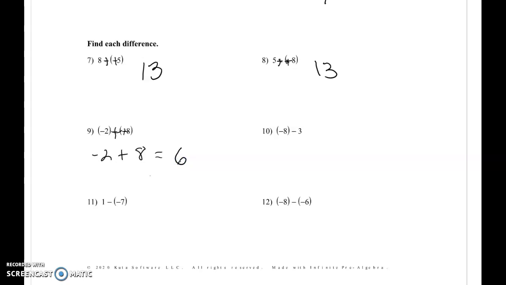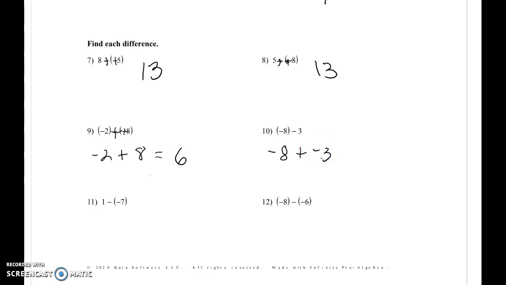Okay, number 10, we've got a negative 8 minus a positive 3. Again, this is a subtraction problem. So we're taking negative 8 minus a positive 3. So we're going to change that subtraction to an addition. So I'm going to rewrite it here. Negative 8, going to keep the same. Going to change that minus to a plus. Right? Again, the rule is we're going to change that subtraction to an addition, and we want the second number to change the sign to the opposite. The second number is a positive 3, so we're going to change that to a negative 3.